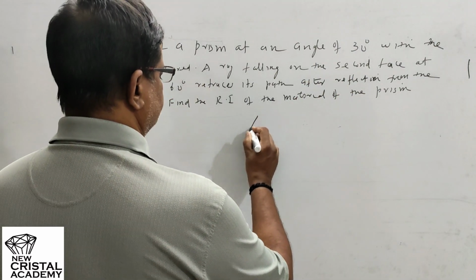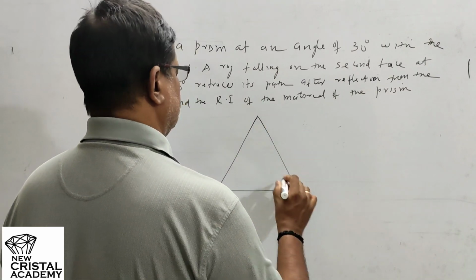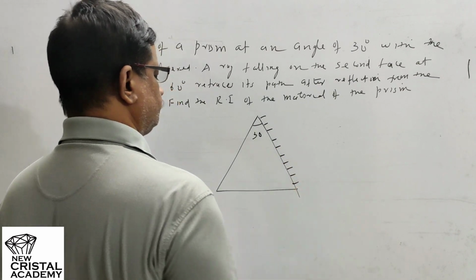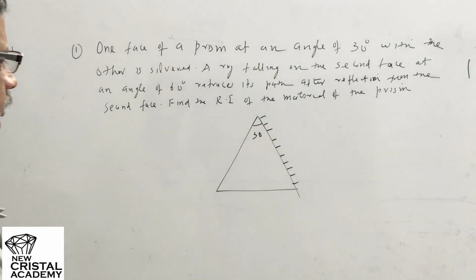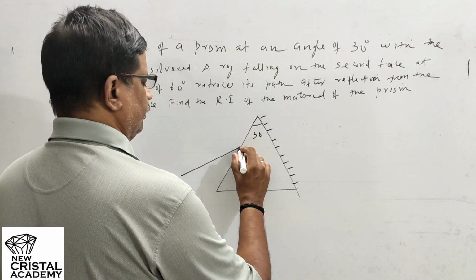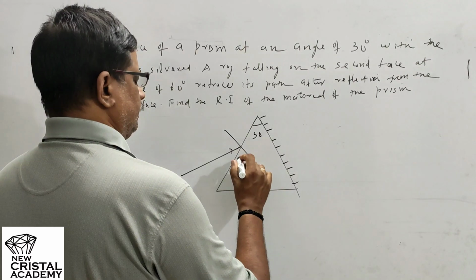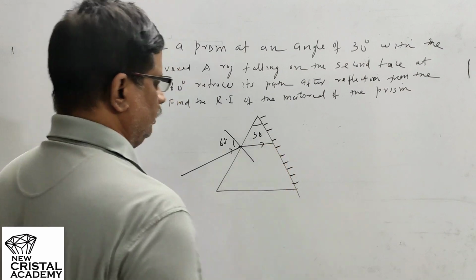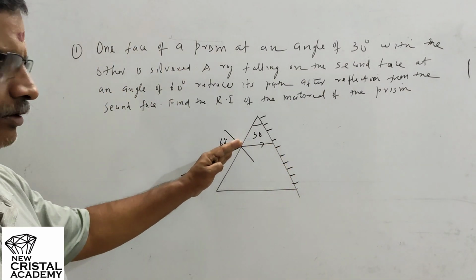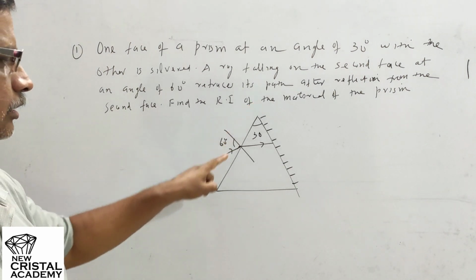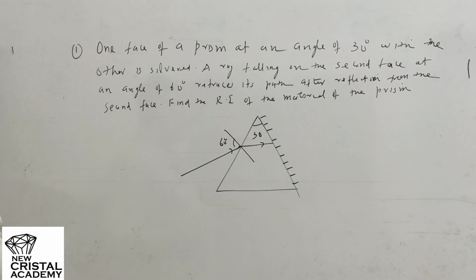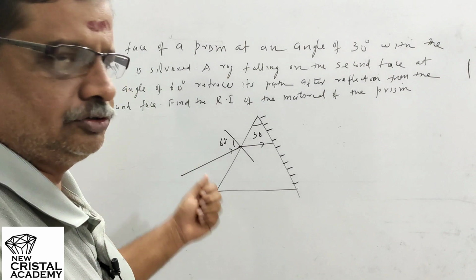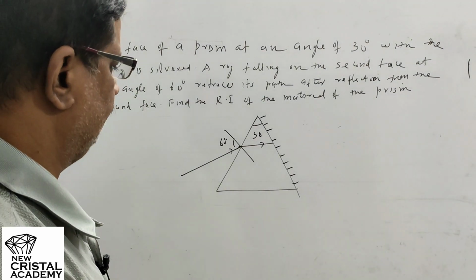So we have a prism of angle 30 degrees and one face of this prism is silvered. And now it is further mentioned that a ray of light falling at the face that is not silvered at an angle of 60 degrees retraces its path after reflection from the silvered surface. So this is our incident ray. It is falling on the first face at an angle of 60 degrees. Then after passing through the prism, it hits the second face and retraces its path. So we have to find the refractive index of the metal of the prism.